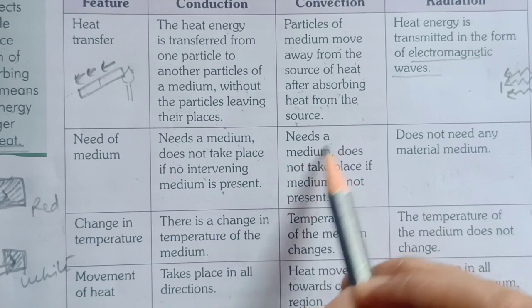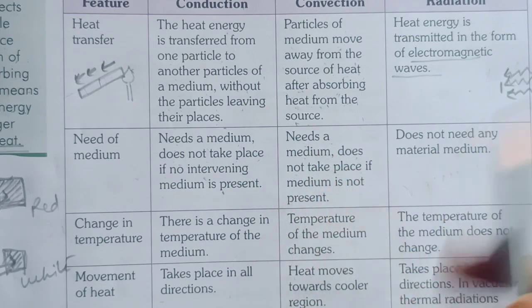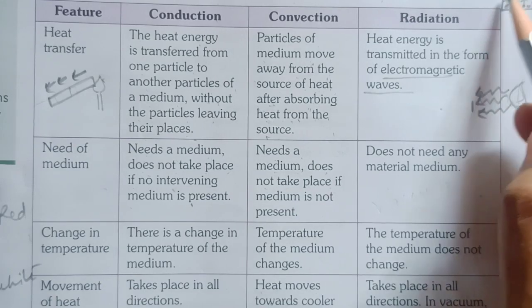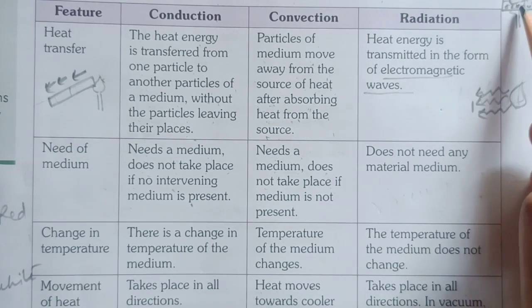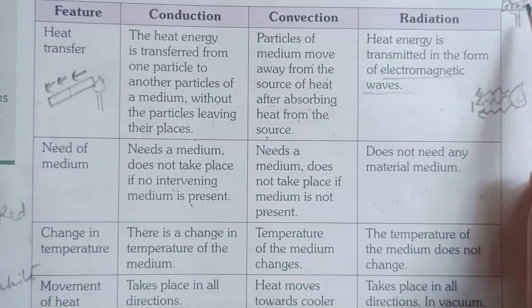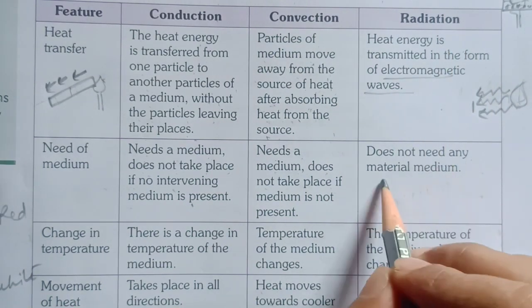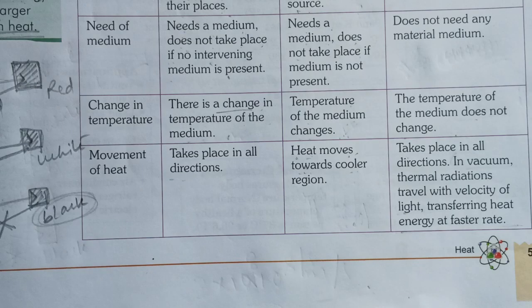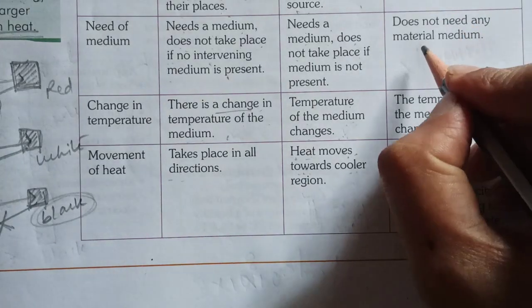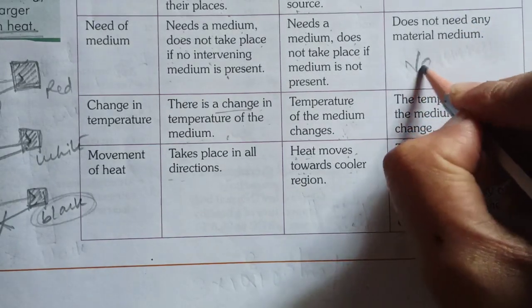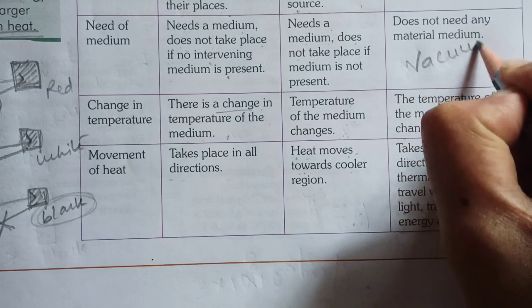Convection needs a medium and does not take place if a medium is not present. Similarly, in the case of this boiling water, if other molecules are not present, how will the molecule at the bottom go up? So it also needs the medium. Radiation does not need any material medium. So the material of the medium does not matter, because it can travel through vacuum also.